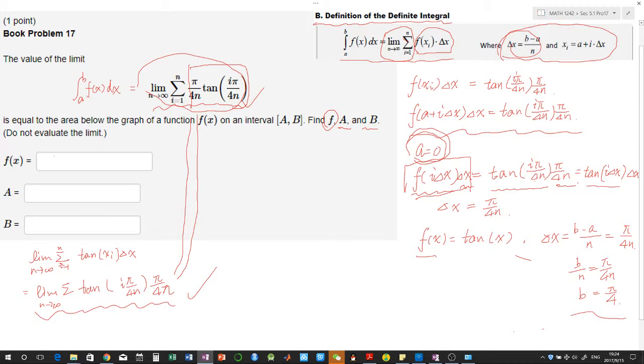And our answer should be: tangent x is f of x, a is 0, b is, oh, we haven't found b. Oh, we'll find b. b is pi over 4.